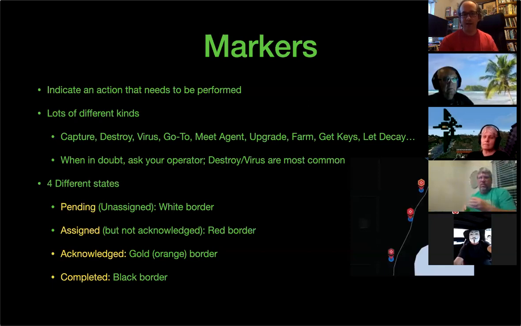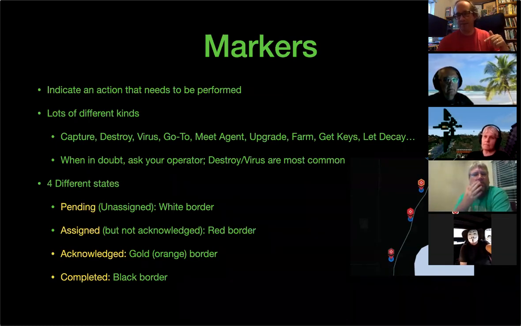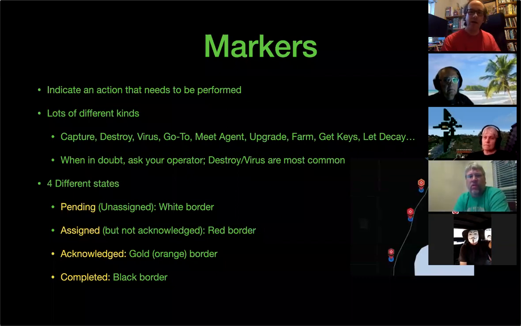Pending on the map has a white border, assigned has a red border, acknowledged has a gold or orange border, and completed has a black border. Up until this week, both pending and assigned had red, and that was just because I hadn't gotten around to making the colors on the white ones. And the PNG files haven't been updated, just the SVGs.